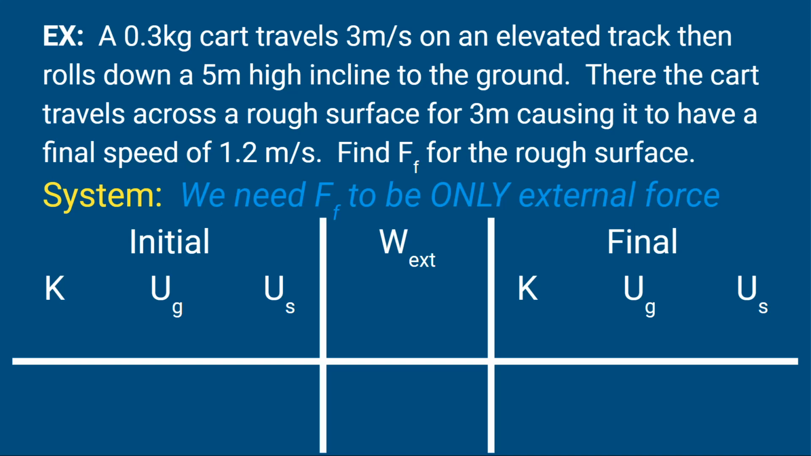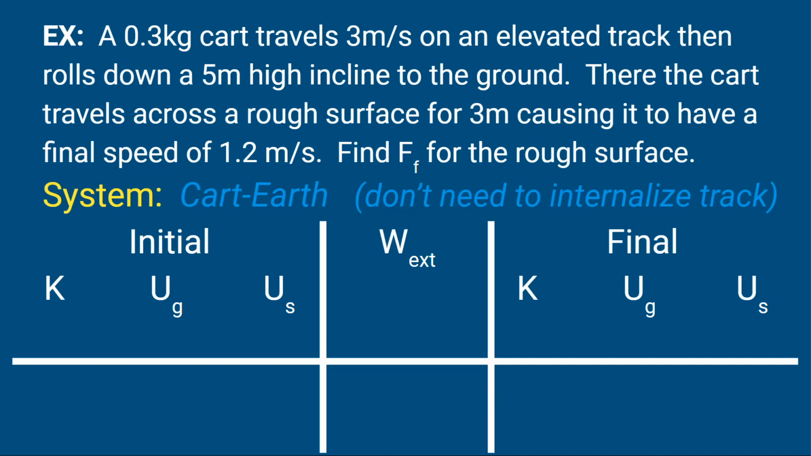Guys, if I want to solve for force of friction, I need force of friction to be an external force. I need to define my system in such a way that friction acts on the system as an external force and does work on the system, because I can figure out what that work is by figuring out my energy change from the information I've been given. So when we set up our system, we're going to call it the cart-earth system, so that the only force acting externally is the force of friction. The Earth's got to be in there. I need my gravitational force internalized because I just want work done by friction.